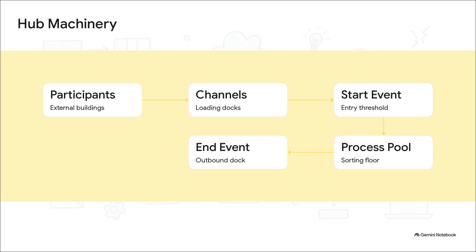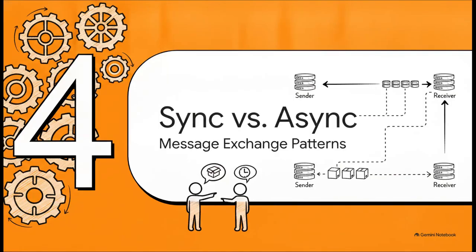And finally, it hits the end event, the red circle where the parcel is pushed out to the outbound loading dock. Understanding these 5 elements literally means you can read any CPI canvas anywhere in the world. Next up, part 4, sync versus async delivery.